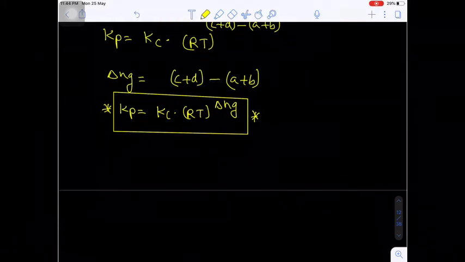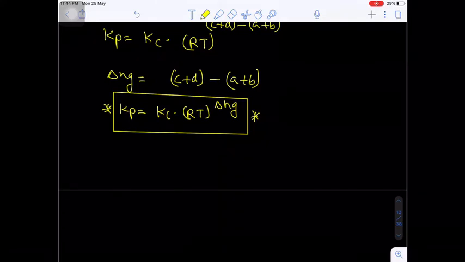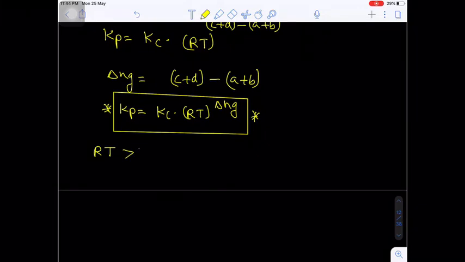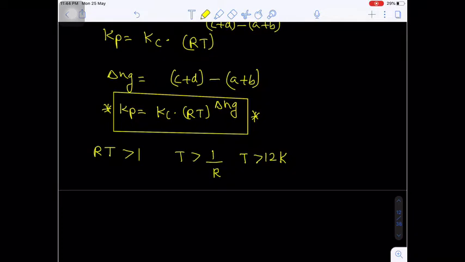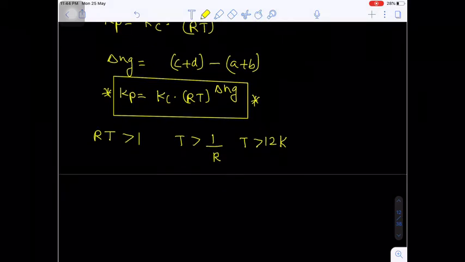Okay. Now let's suppose RT greater than 1. That means T greater than 1 by R. That means T greater than 12 Kelvin. Generally, most of the reactions occur at room temperature. At very low temperature, reactions cannot be possible. The temperature must be greater than 12 Kelvin in this case. Now here the base is greater than 1. Then the Kp and Kc relation depends upon the delta Ng value.